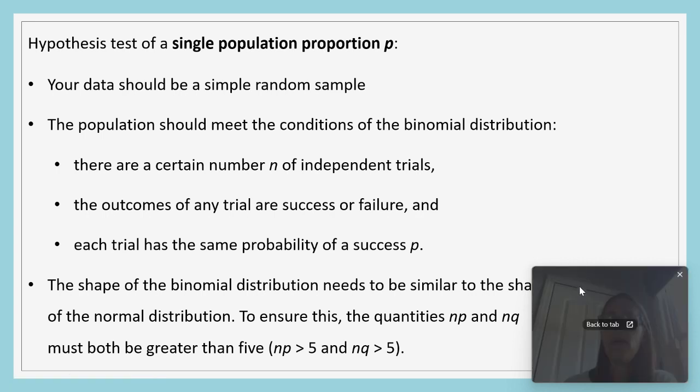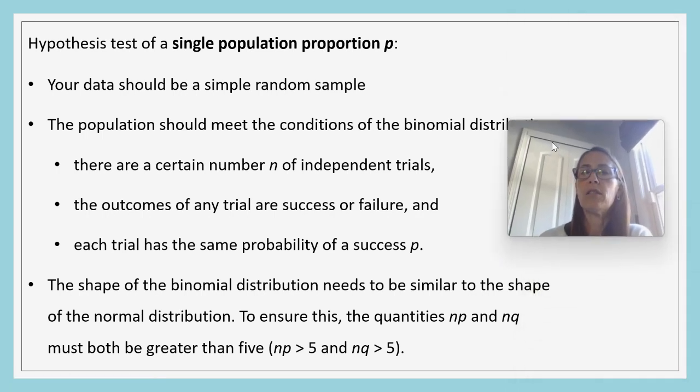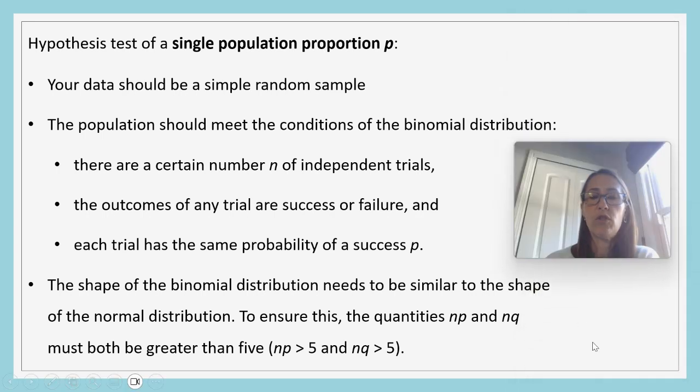And then the shape of the binomial distribution needs to be similar to the shape of the normal distribution. To ensure this, the quantities n times p and n times q must both be greater than 5. So the sample size times the success probability and the sample size times the failure probability both need to be greater than 5. And that is section 9.3.